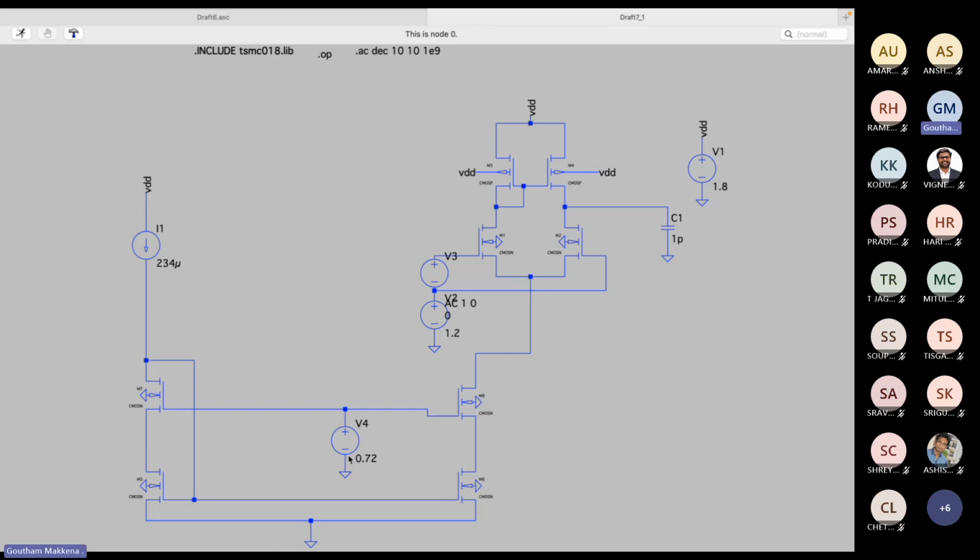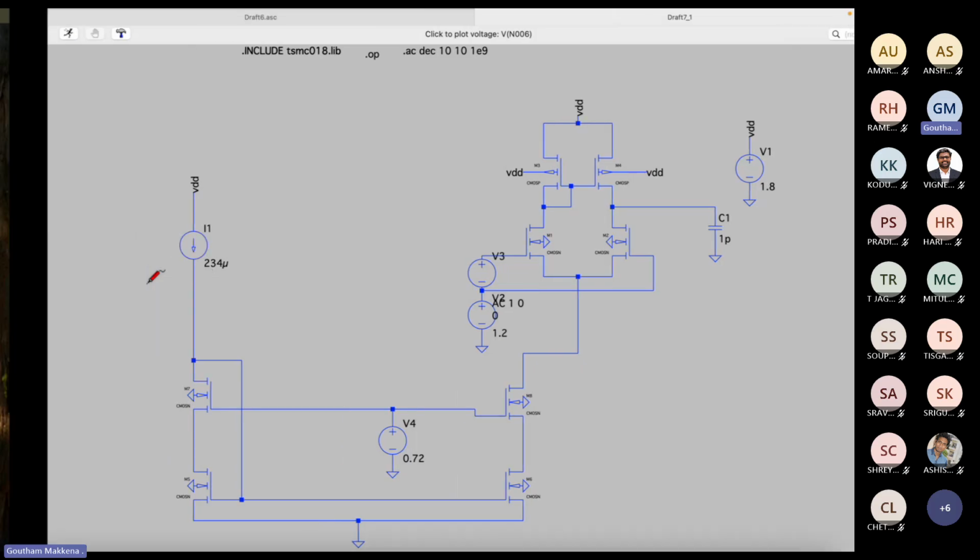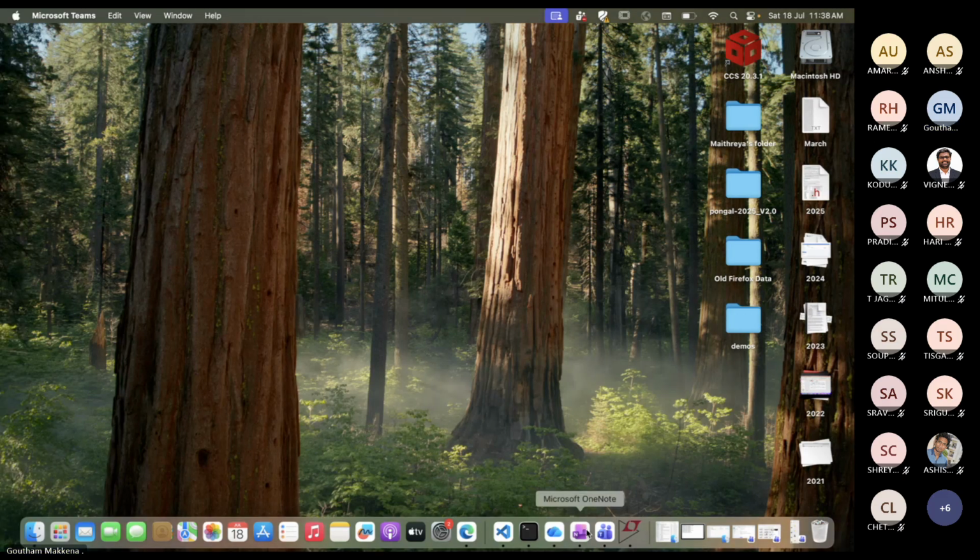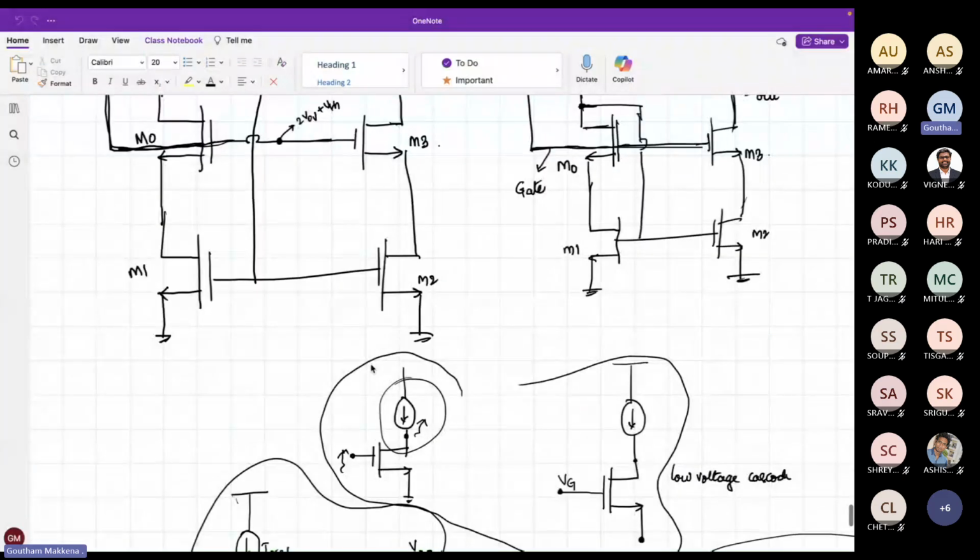How did we replace it? So this VG, we got it from R. I connected an R here. On the top of the R, we wanted 2 overdrive plus VTH. On the bottom of the R, we wanted 1 overdrive plus VTH. Do you remember? I think in the last class, yeah, the same thing.